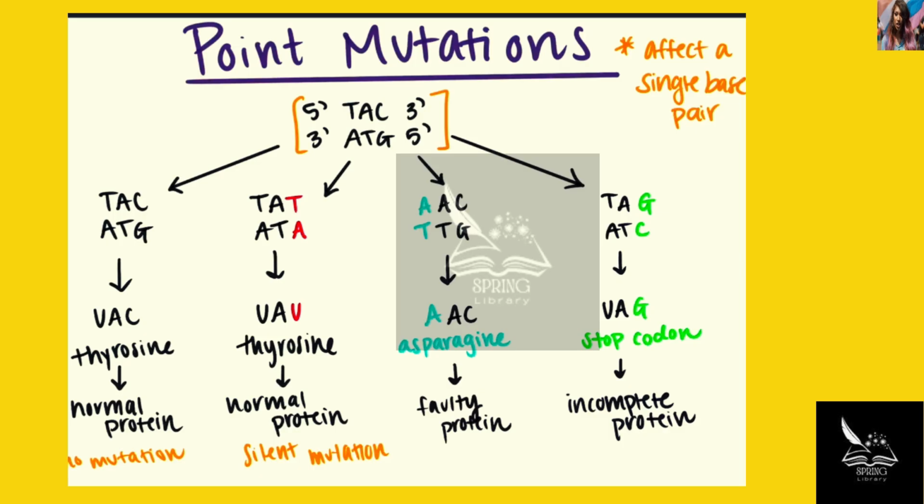All right, the third example here, instead of TAC, you have AAC, and then you're going to have TTG in the 3', 5' direction. That's going to encode for an mRNA that is AAC, which is asparagine, and that's going to be a faulty protein. So as a result of that, you're going to have an amino acid substitution, so tyrosine should be what it encodes for, but it's going to be asparagine. So in this example, it is a missense mutation.